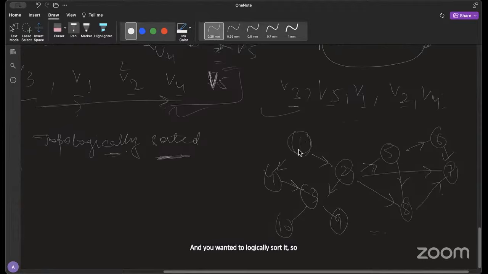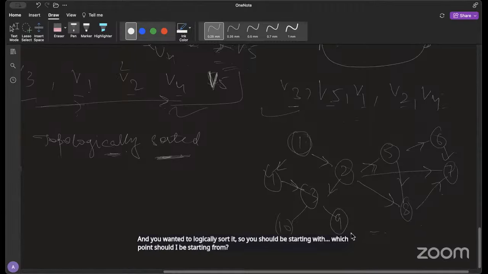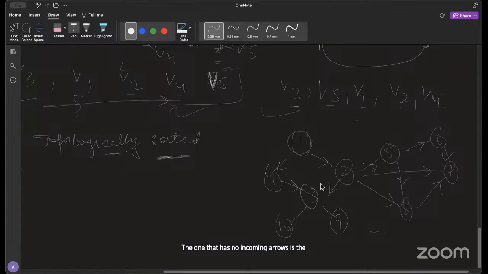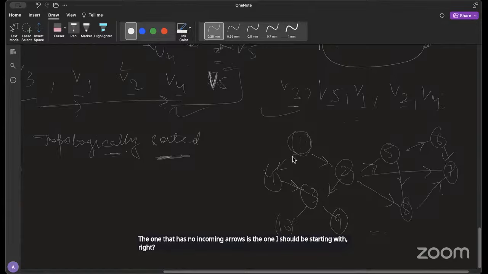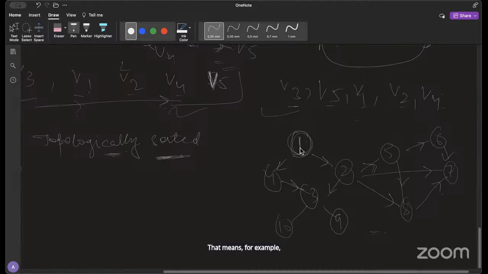Which point should I be starting from? The one that has no incoming arrows is the one I should be starting with, right? Because that's the one where there are no dependencies. For example, this one: 1 is not dependent on anything, so you can start with 1. If there are no incoming arrows, then you can start with that vertex. One such example is 1.